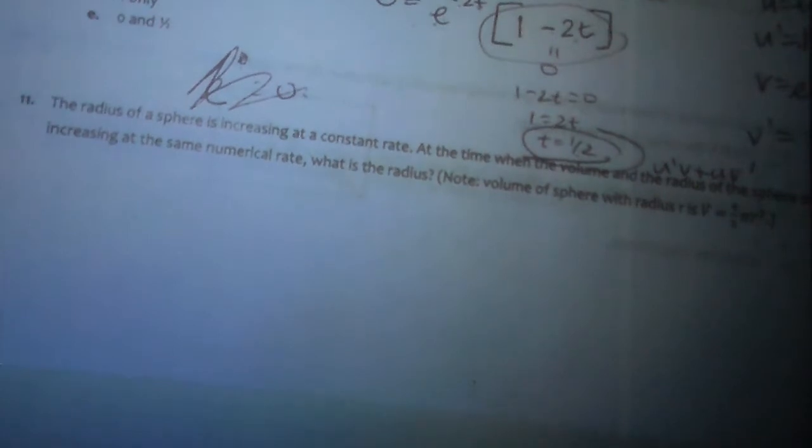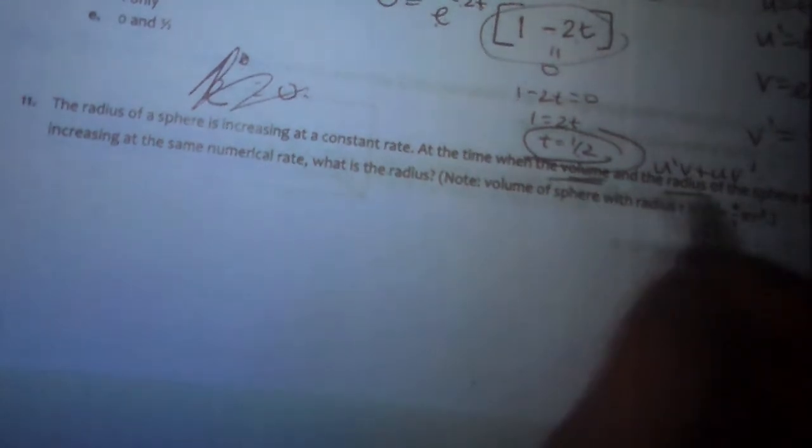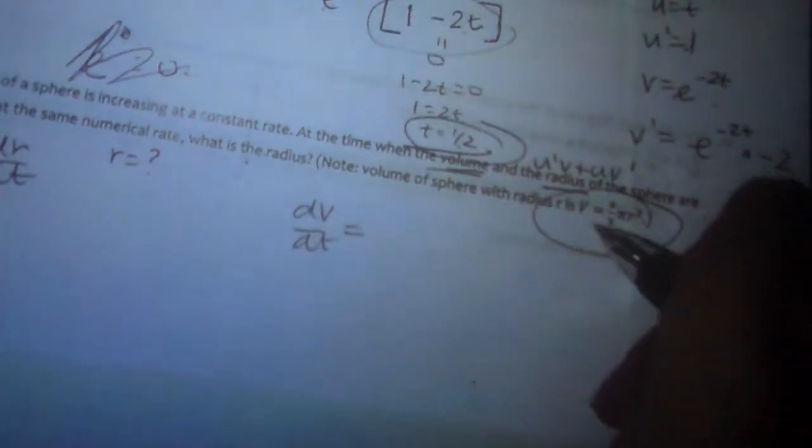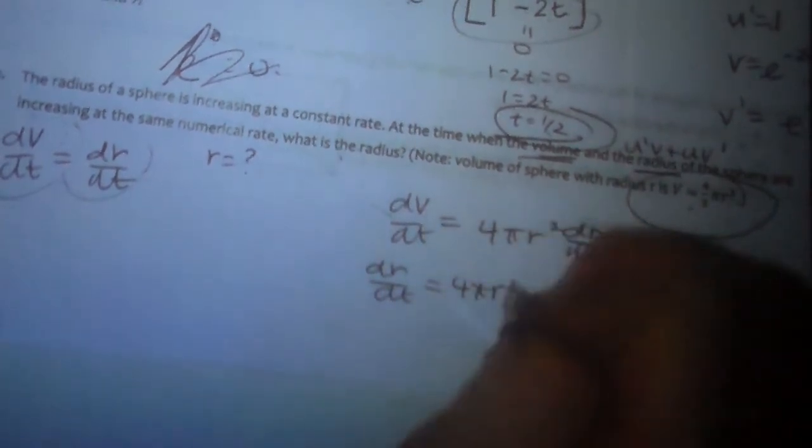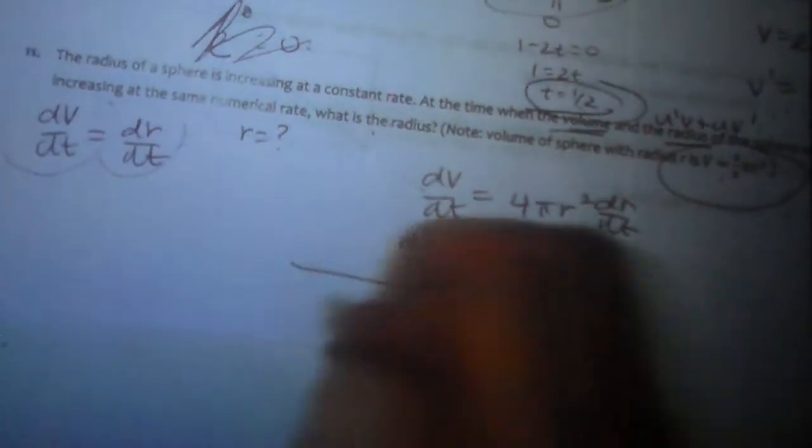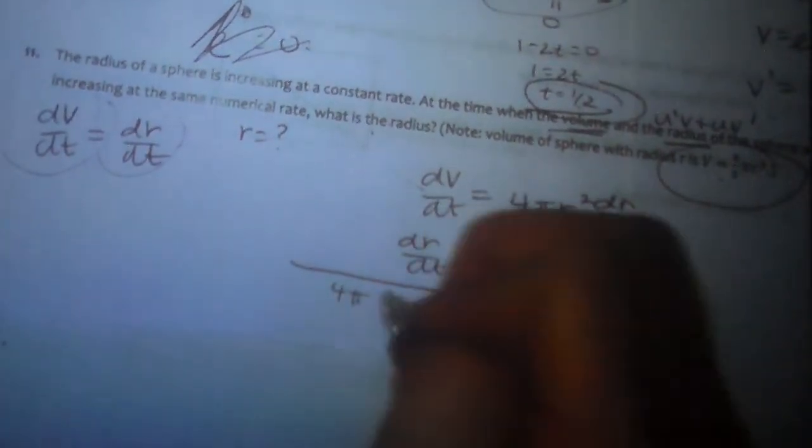only. Radius is increasing at the time when the volume and the radius are increasing at the same numerical rate. So the volume rate and the radius rate are the same, so dV/dt is the same as dr/dt. What is the radius? Looking for r. Okay, so we're going to take the derivative of the volume, so dV/dt equals, multiply the 3, that cancels out, so it's just 4 pi r squared dr/dt. Now I'm going to take dV/dt and replace it with dr/dt, so dr/dt equals 4 pi r squared dr/dt.